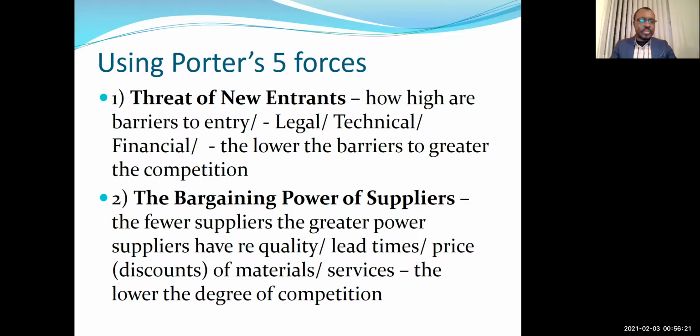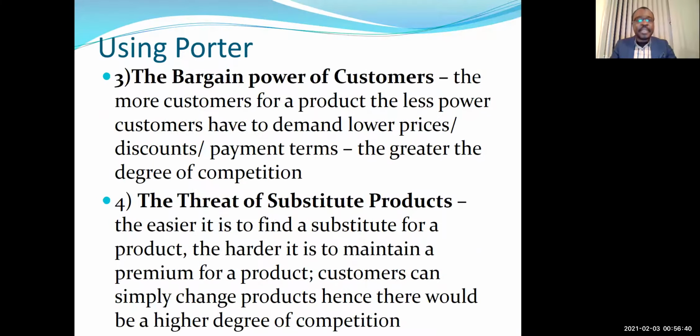Let's run through them quickly once again. Threat of new entrants: how high are the barriers to entry? Legal, technical, financial. The lower the barriers, the greater the competition, right? Bargaining power of suppliers: the fewer the suppliers, the greater their power. They can dictate the prices to us, all right? Bargaining power of customers: if there are more customers for a product, we don't need to worry. If three of them come to us for lower prices, we don't care because we know we can count on the others.